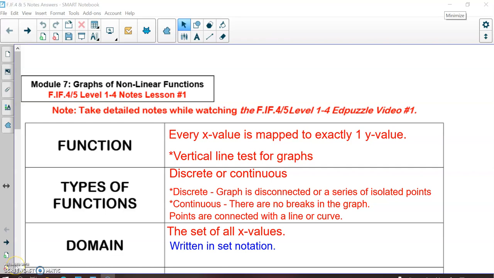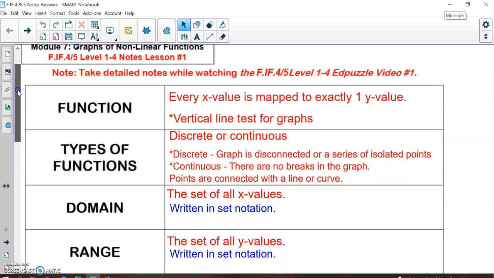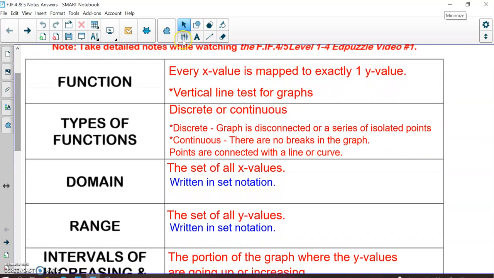Okay, so for this standard, we have talked about some of these things in the past, but the first thing is a function. We've talked about what a function is. A function is when every x value is mapped to exactly one y value. Now we're going to be determining whether things from a graph are functions. So remember, or hopefully you can recall, that we use the vertical line test to determine if our graph is a function. And I'll show you what that is if you don't remember.